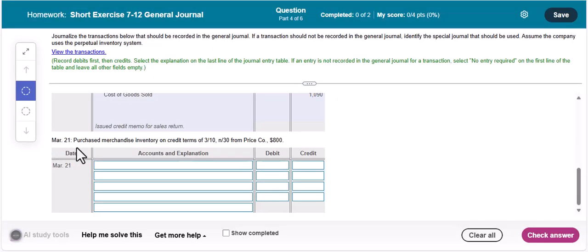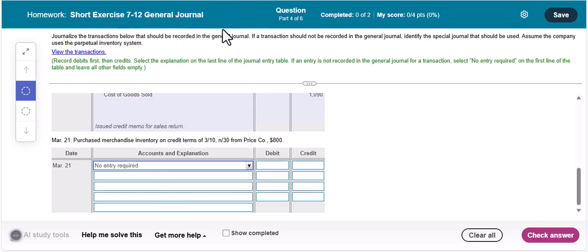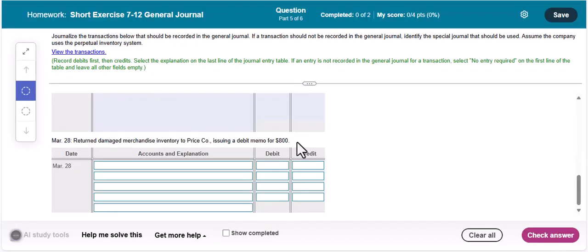And next, on March 21st, purchased merchandise inventory on credit terms of net 30 from Price Co. for $800. So basically, we're purchasing inventory on account, and purchases on account go in the purchases journal, so not the general journal. So on this transaction, we'll have to say no entry required, as this is the general journal. So let's go ahead and check our answer. Well done.